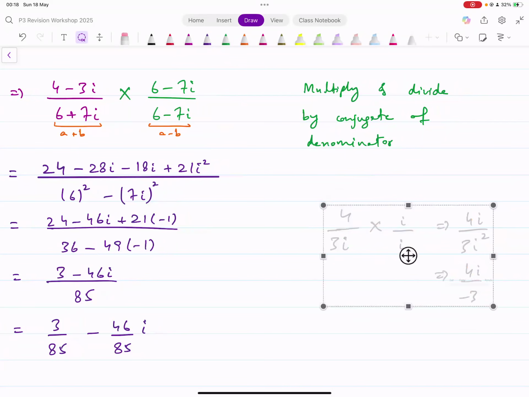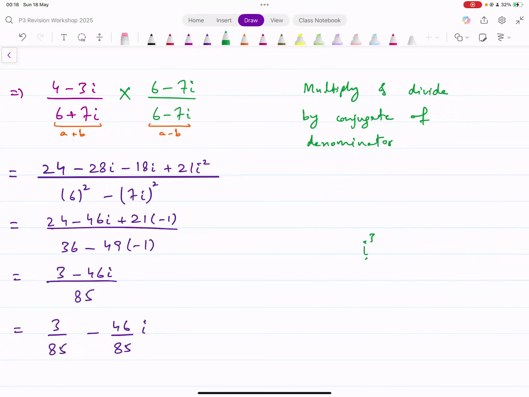If you have any other power of iota, for example, if we had iota cube in the denominator, we would convert that. First of all, we'll say that that's iota squared into iota, and that simplifies to minus iota. All right. Okay, now let's move on.